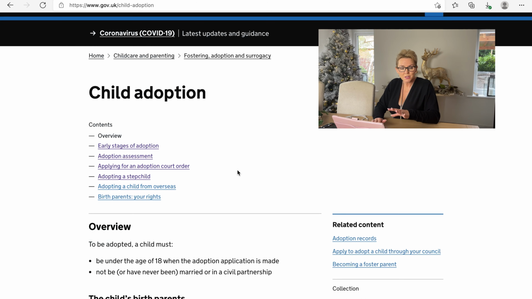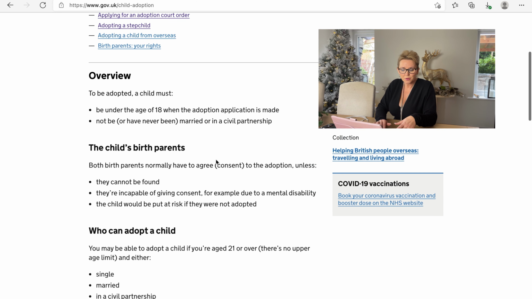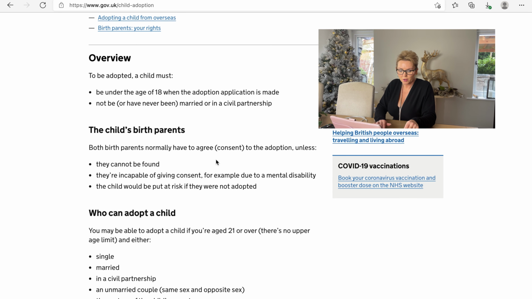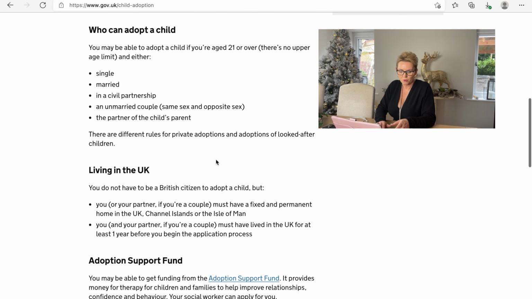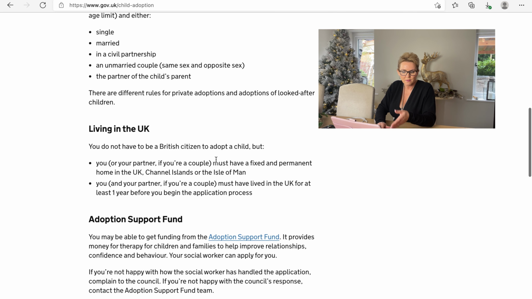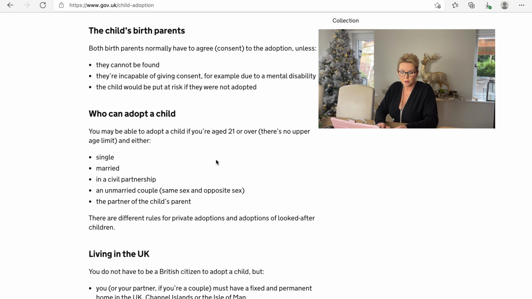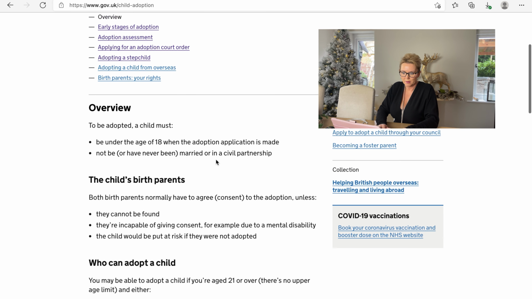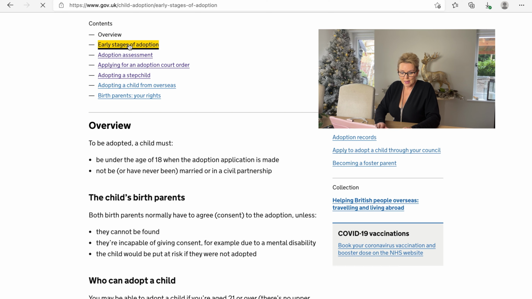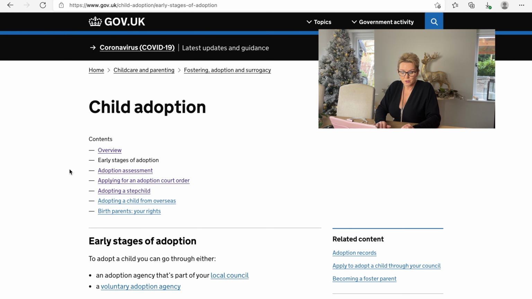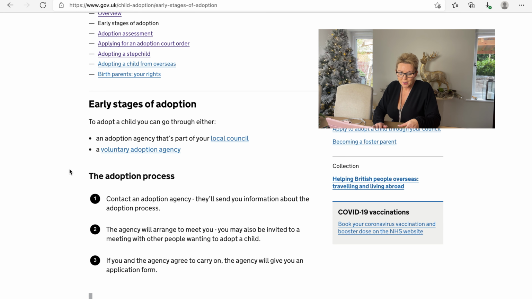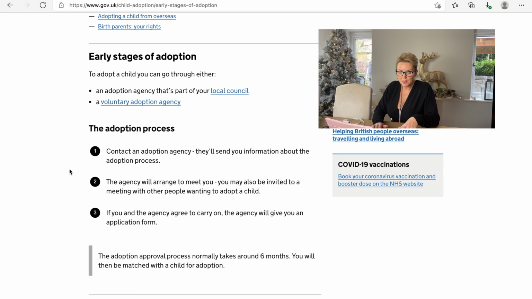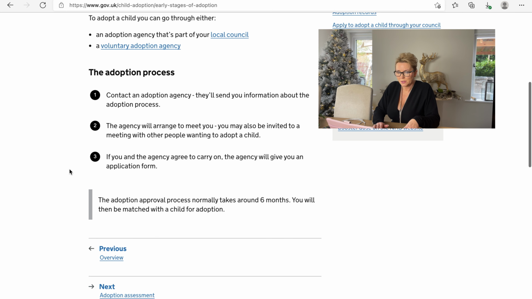It will give you an overview. It will tell you the criteria, first of all, that you have got to satisfy in order to even be successful in making your application. Okay, so it's got all sorts there: living in the UK, who can adopt a child, the child's birth parents, etc. There's another page called the early stages of adoption, all right? And it talks about the adoption process. And this is where you can either contact the adoption agency and the agency will arrange to meet you, or social services will be involved.